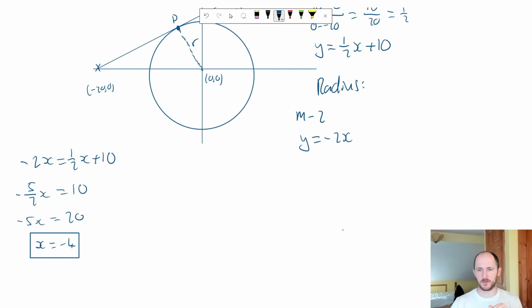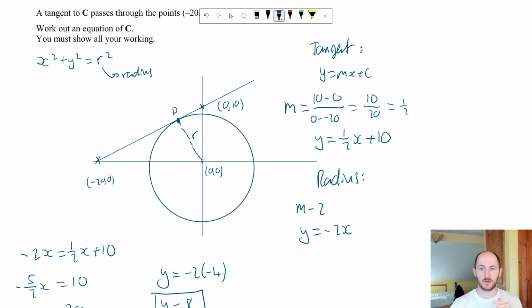Now to find out y, all I need to do is sub it into this equation. So y is equal to minus 2 times minus 4. So y is equal to 8. So the coordinates of that point are minus 4, 8. And to work out the actual length of that line, the way I do it is I don't bother memorizing the equation because I think the equation is a bit of a waste of time.